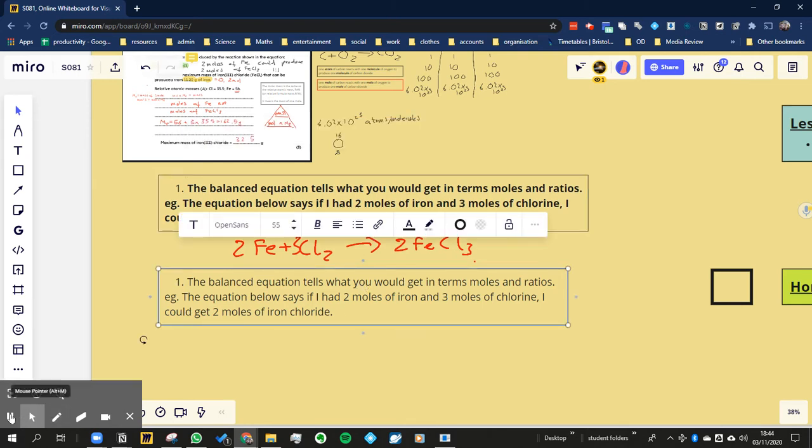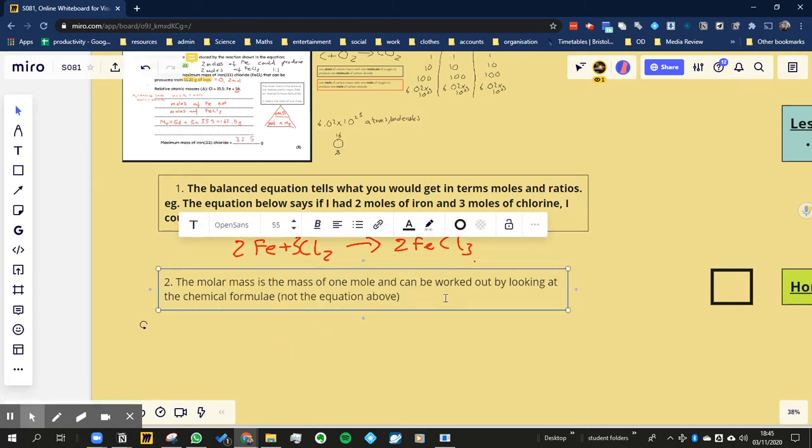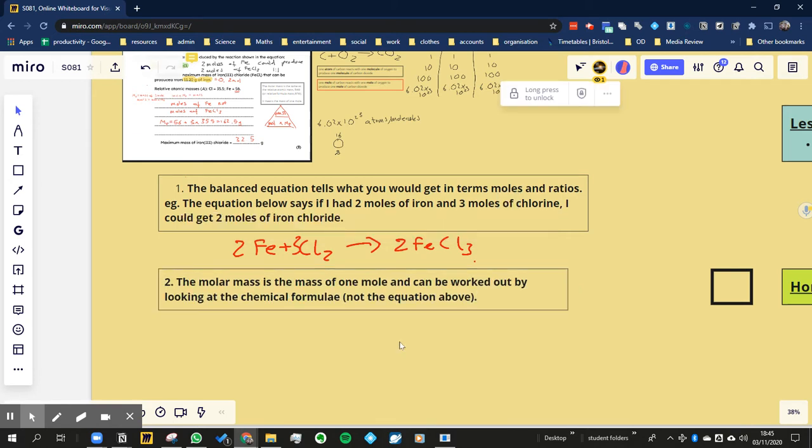So the next point: the mass of 1 mole can be worked out by looking at the chemical formula, not the equation above. What I mean by that is we're not talking about mathematical formulas here, like the mass is equal to moles times molar mass. We're just talking about the chemical formula and the chemical equation. The chemical equation is this thing I've got written in red up here, and the chemical formula might be something like FeCl3. That's a chemical formula.